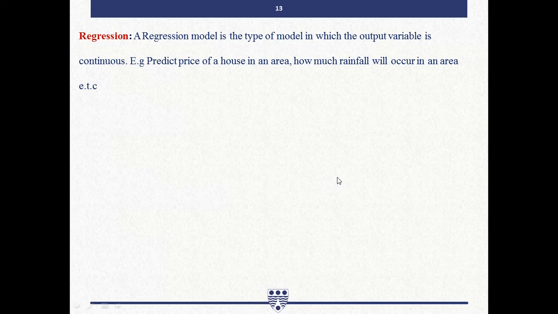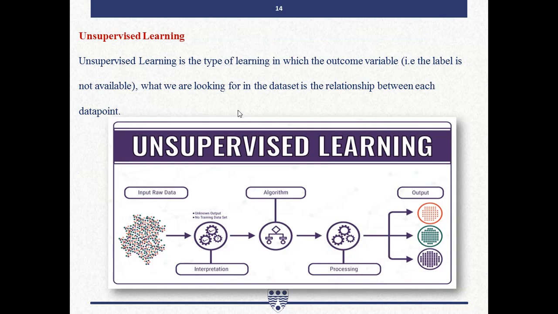So this falls under regression. In regression, we have different models, like linear regression, polynomial regression, decision tree regression, support vector regression, XGBoost regression, and many others. So let's briefly look at the other type of machine learning.